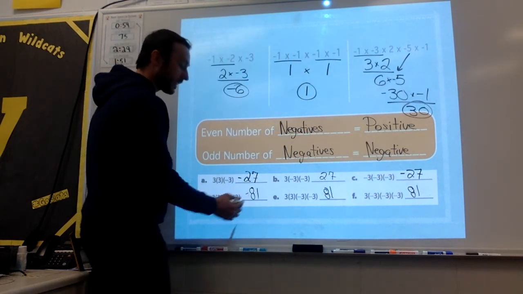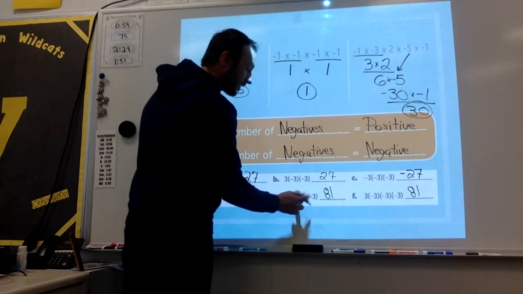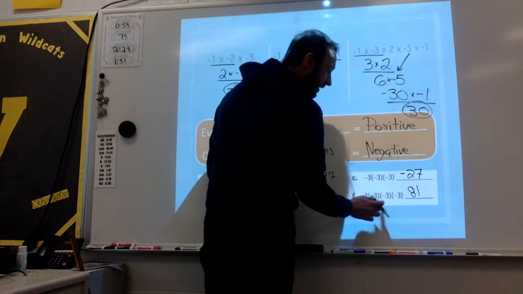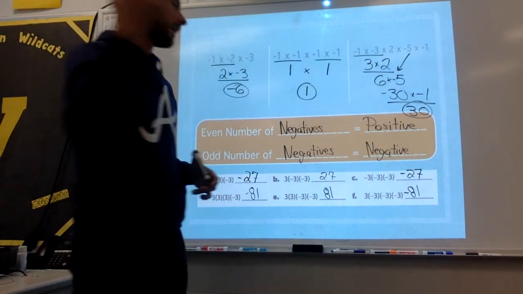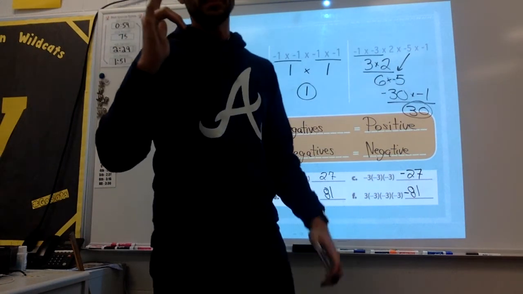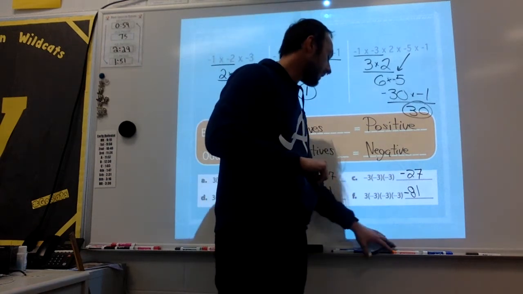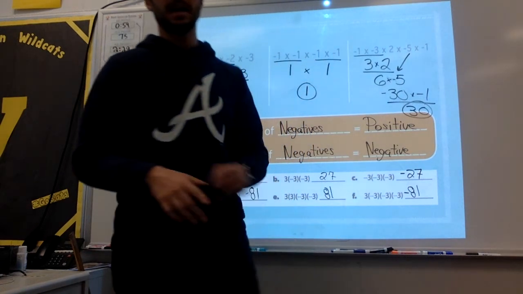1 negative sign, so negative. 2 negative signs, so that's even, so positive. 3 negative signs, that's odd, so negative. So an odd number of negative signs equals a negative answer, and an even number of negative signs equals a positive answer.